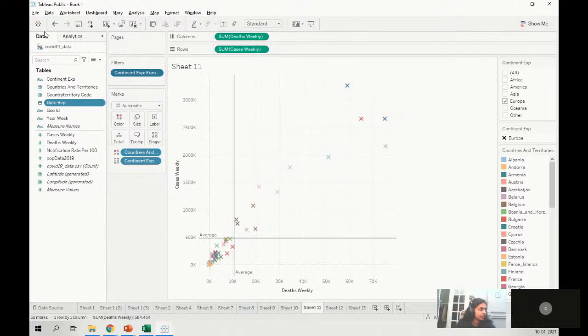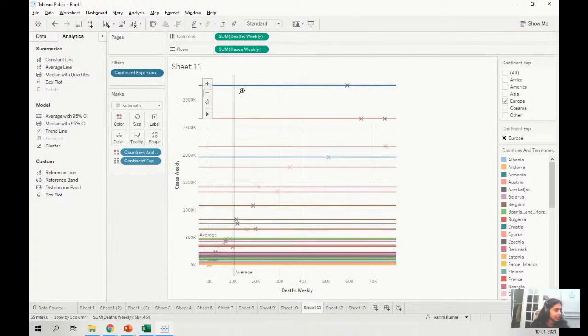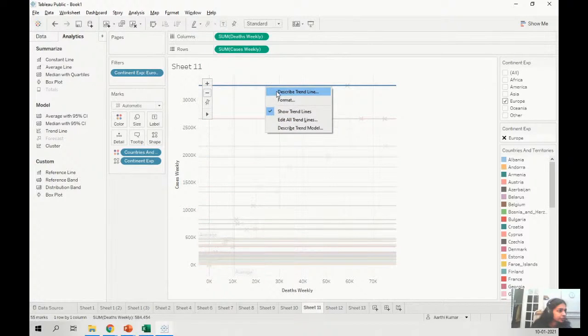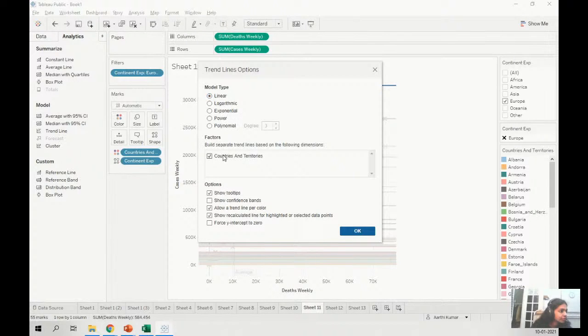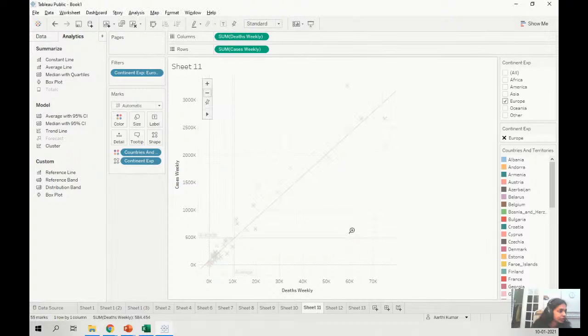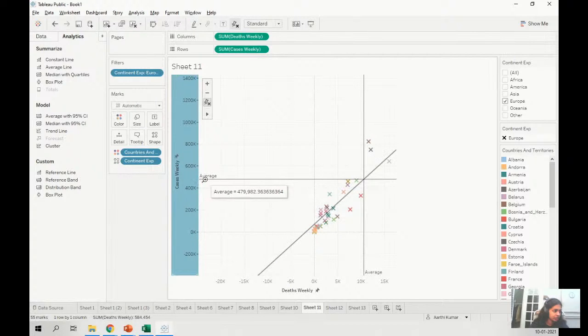Here you have this data section, and then you have this analytics section. In this analytics section, you can drag and drop a trend line, right? In this case, it is adding a trend line for each of them. I'm going to unselect this and say okay. This column is average number of deaths in the world, average number of cases.